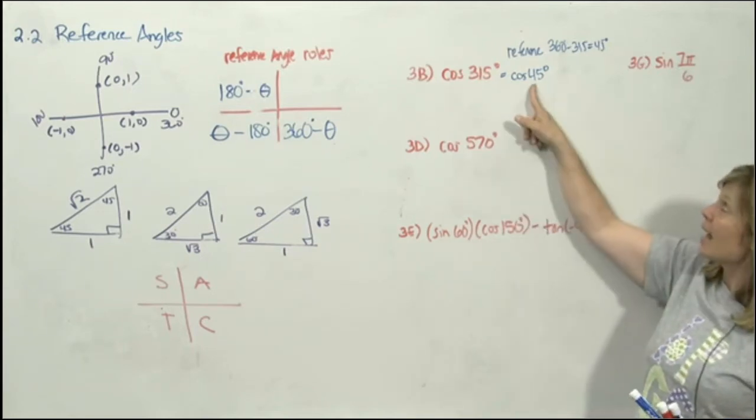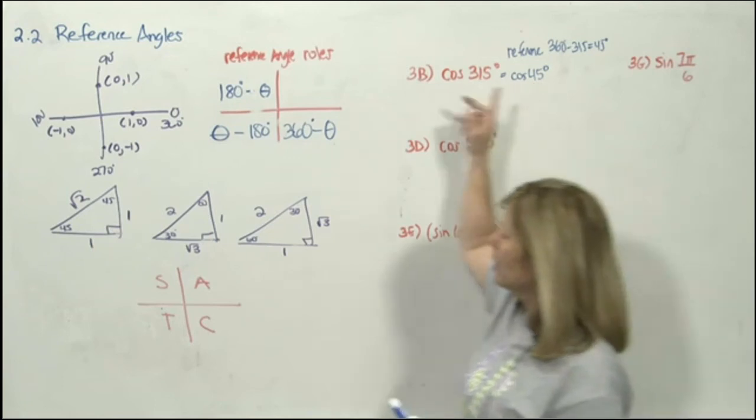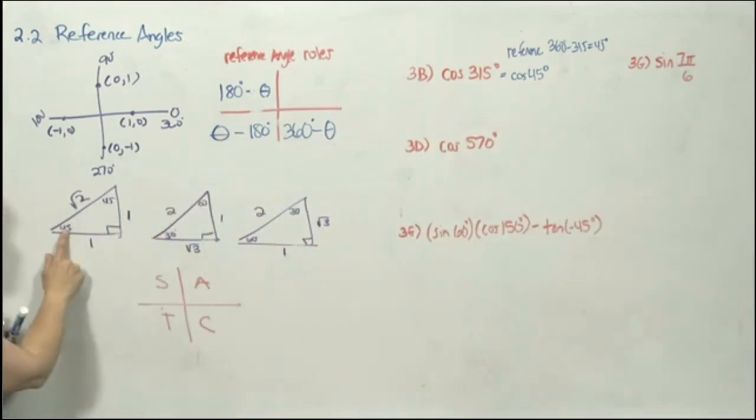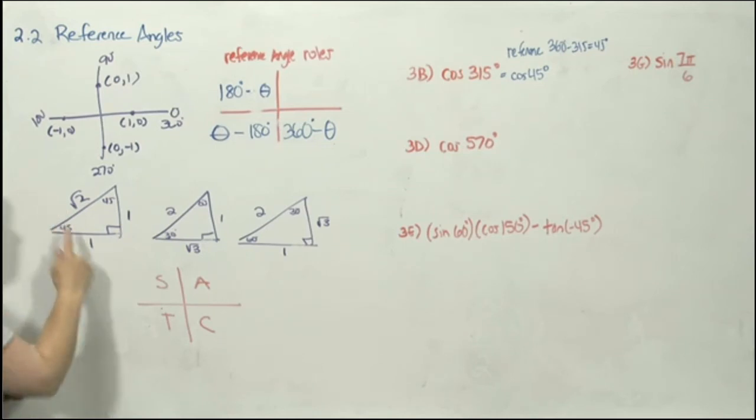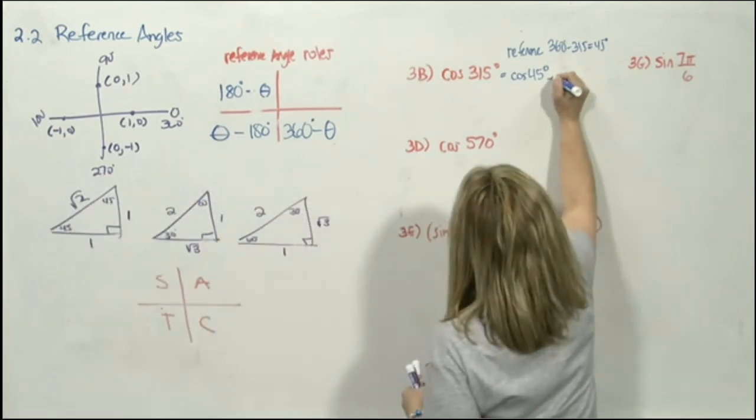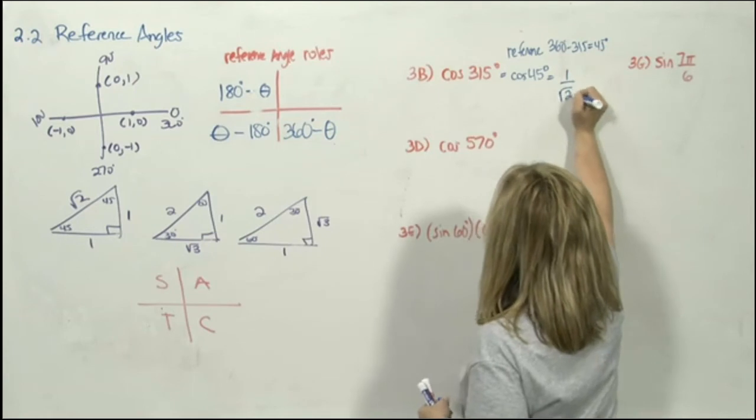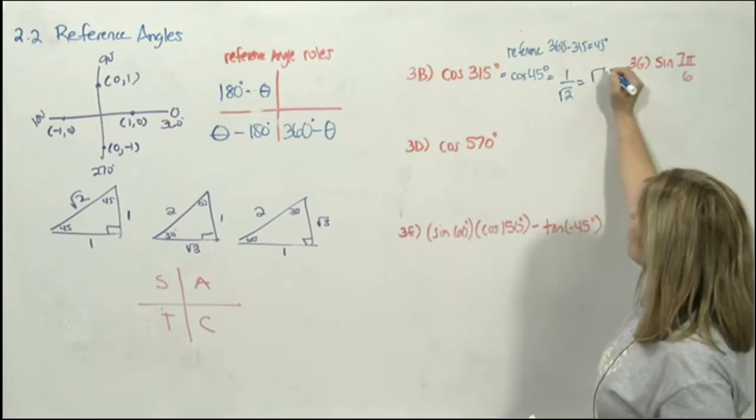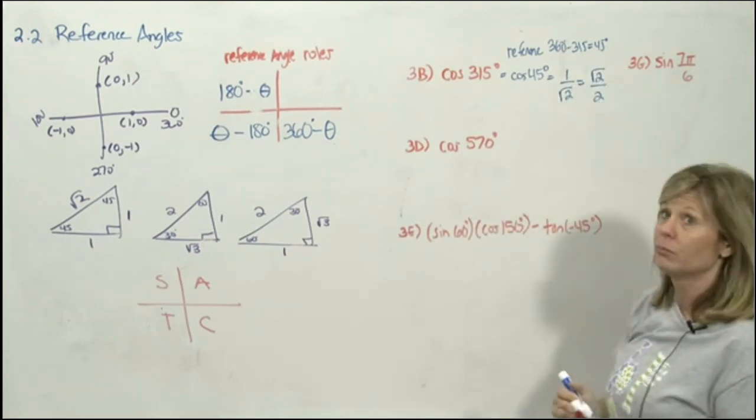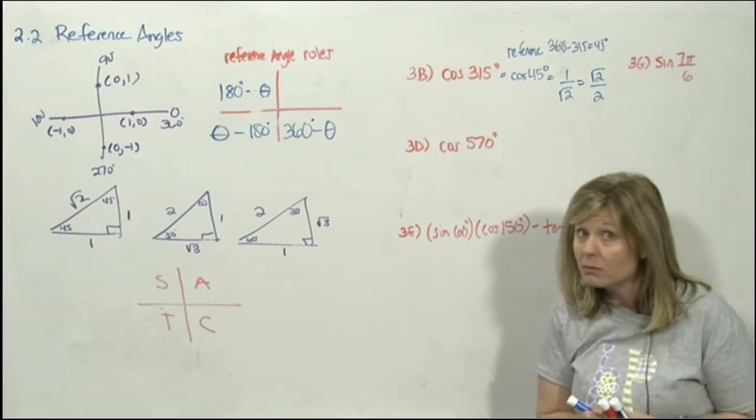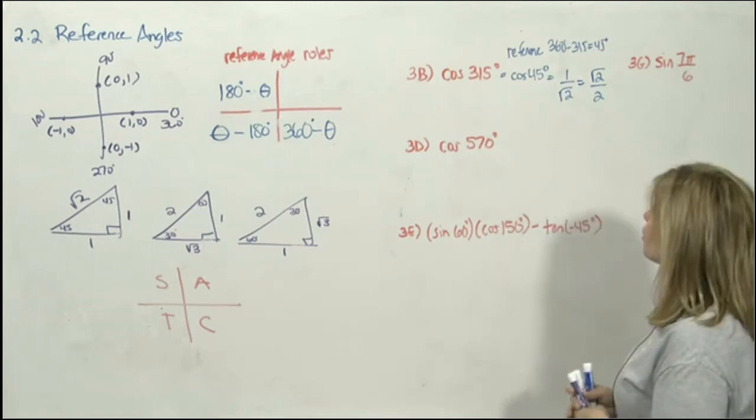Now, I know how to look up the cosine of 45 degrees. I come over here to my 45 degree angle, and I know my cosine value is x over r. So I know the cosine of 45 is 1 over square root of 2, which is unacceptable. That rationalizes to square root of 2 over 2. Everybody's good with me so far? Here's the problem.